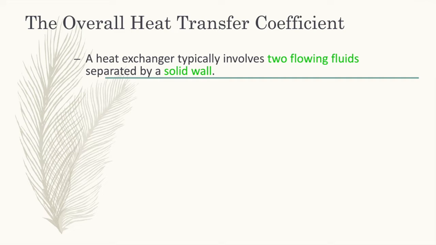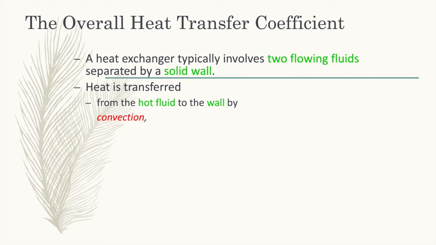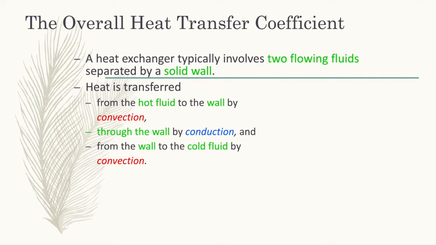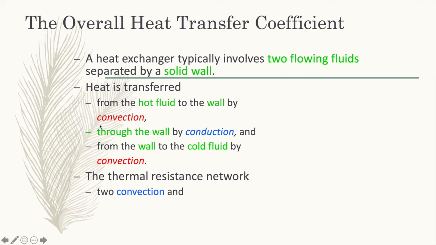A heat exchanger typically involves two flowing fluids separated by solid walls. Heat is transferred from the hot fluid to the wall by convection, then through the wall by conduction, and from the wall to the cold fluid by convection. From this statement, we can build the thermal resistor network, where there will be two convection processes involved.